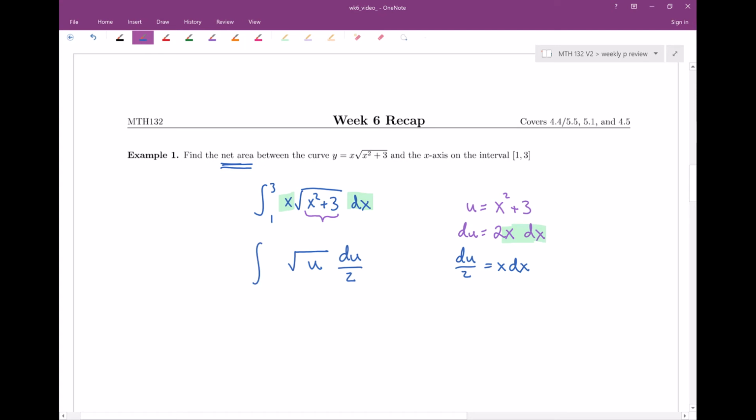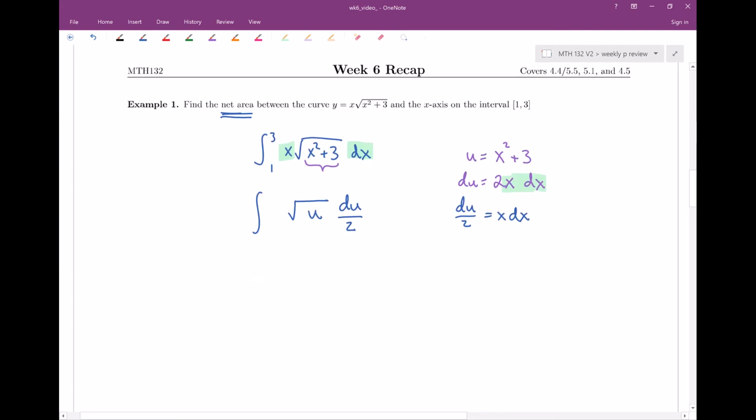Now when we're calculating out definite integrals, we can do one of 2 different methods. We can either switch these bounds, right? These are x values right here, from x equals 1 to x equals 3. We can either switch those to u values, or we can just switch all of our u's back to x's at the very end and then plug in. So that's the way that I'm going to do it. So I'm going to calculate out this indefinite integral.